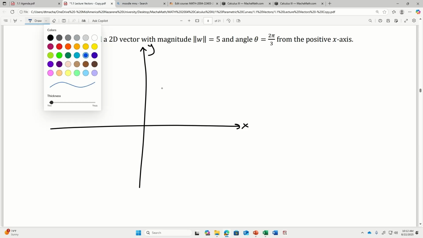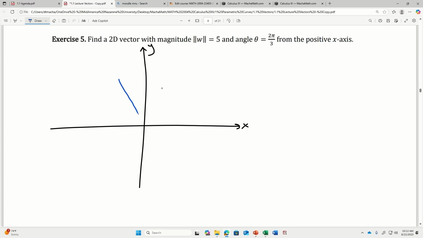All right, so 2 pi over 3 is like in this direction, kind of. And I want the magnitude, or the length of the vector, to be 5. Now, that means this angle is pi over 3, or 60 degrees, right? And so if this is a 30, 60, 90 triangle, what is the shorter length here?